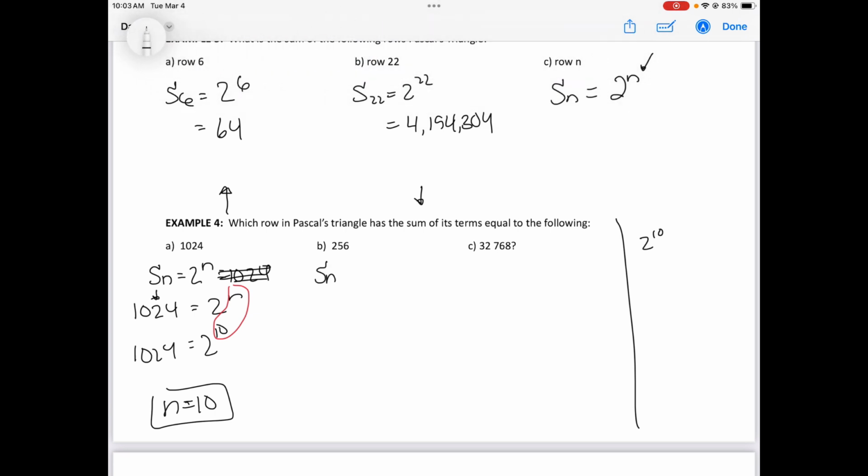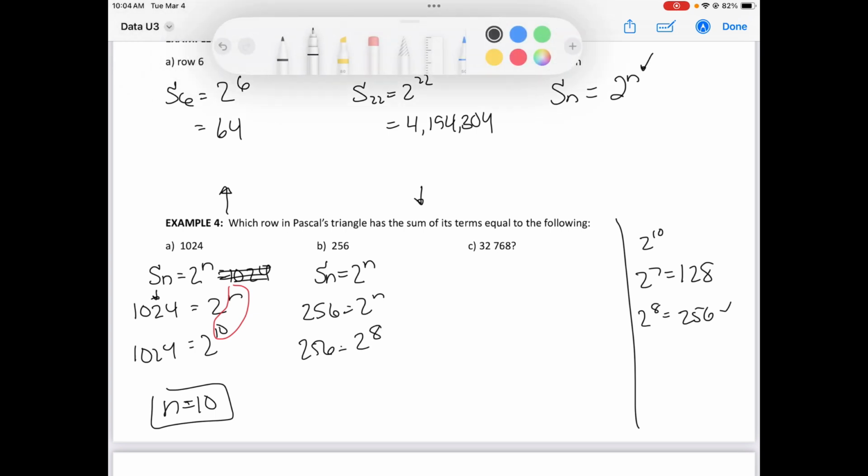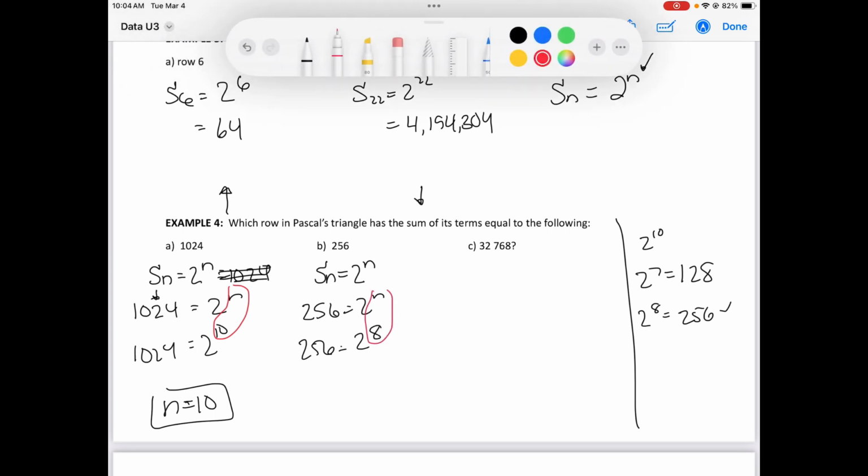Now let's do the same thing for 256. We know it's going to be bigger than 6. I'm going to actually try 7 because it shouldn't be that much bigger than 6. Okay, 2 to the 7 is 128. Let's try 2 to the 8. Yeah, that's our 256. So 256, in other words, is 2 to the 8. N, that's what we're solving for. Everything else is identical. N equals 8. The 8th row has a sum of 256.